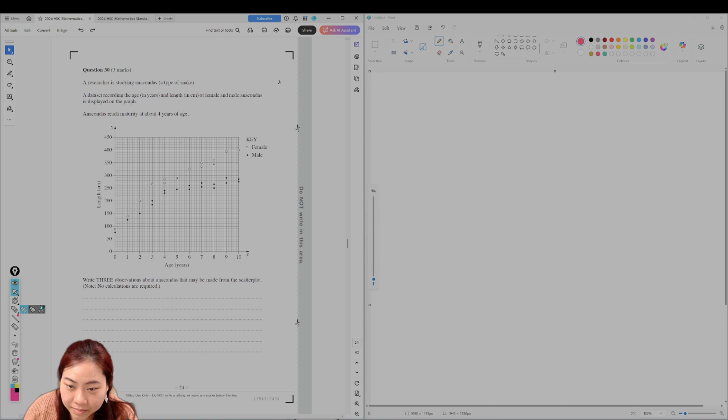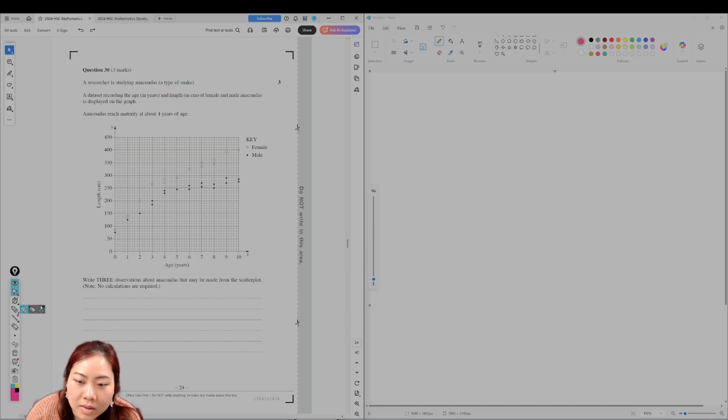I can see straight away that the females keep growing after maturity, whereas the males kind of are more stagnant. The length doesn't really increase after 4 years of age. So that's one. What's another one? Females are generally longer than males. I can see even while they're juvenile, they are much bigger in length than males. So that's number 2. Number 3, as they reach the 4 years of age, the females are growing faster than the males by the gradient. Looking at the gradient of the 2 lines here, the males grow at a slower rate, females at a higher rate. And then after maturity, the females keep on growing, males not so much.